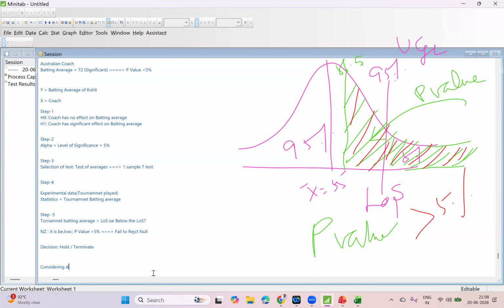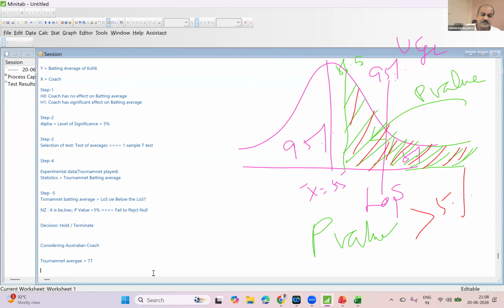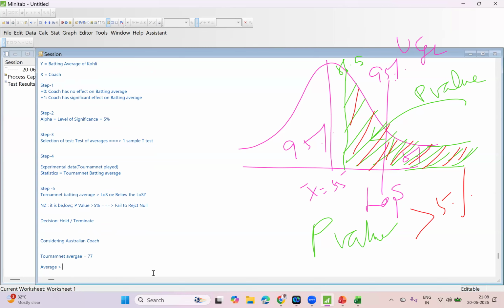Considering the Australian coach. Now, what is the tournament average? 77. 77 or 78? 77. Now, my question is, is this average greater than the line of significance? Yes. You have to follow very carefully. Because what is your line of significance? 60. Okay. Line of significance is 60.